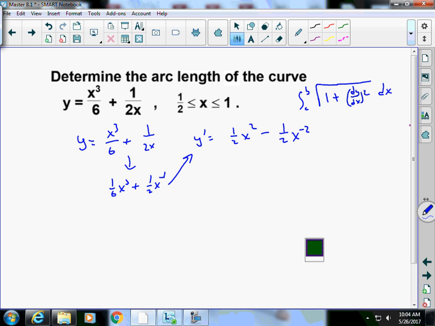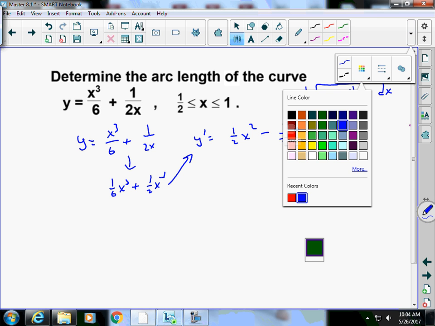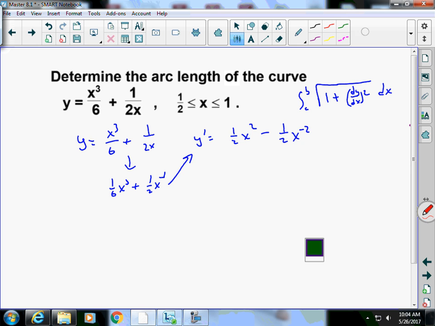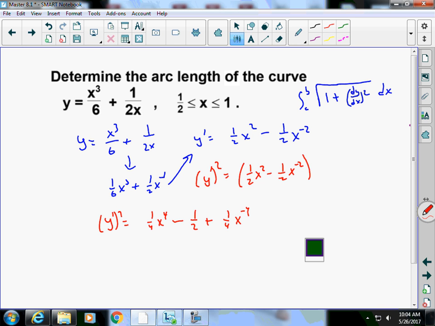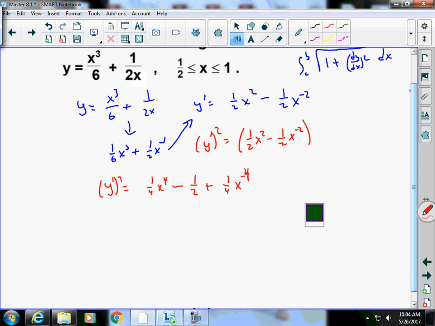Now, I have y prime, but I need y prime squared, so I need to square everything. So y prime squared is equal to 1/4 x to the 4th minus 1/2 plus 1/4 x to the minus 4. This is something that you should know how to do, so I'm not going to go over how to FOIL it. All I did was FOIL.